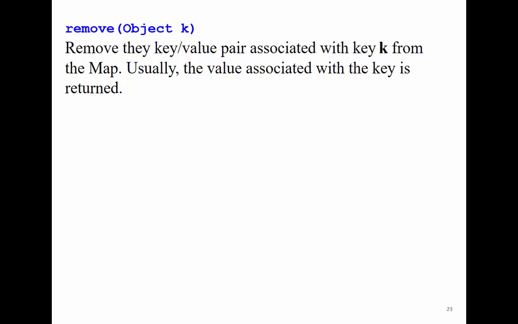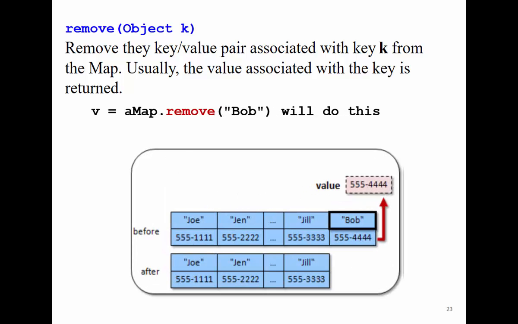Remove. You remove the entry from the map by providing the key. You give the key value as an object to the map and it will be removed. Remove pop will remove it from the map. It will remove both because both are one entry, the key and the value as one entry. You remove all this entry.